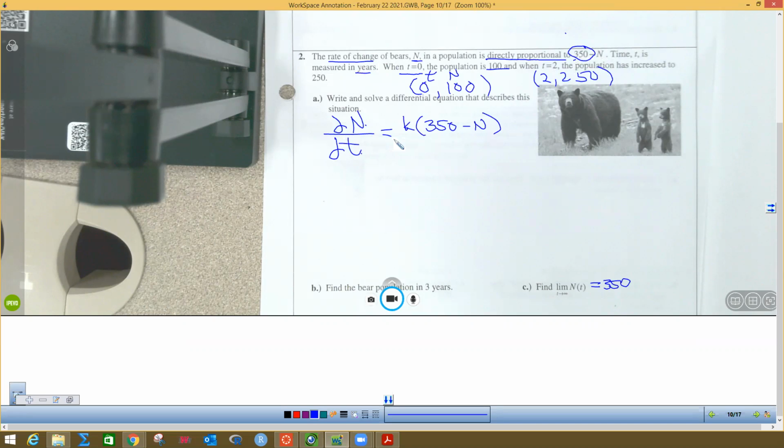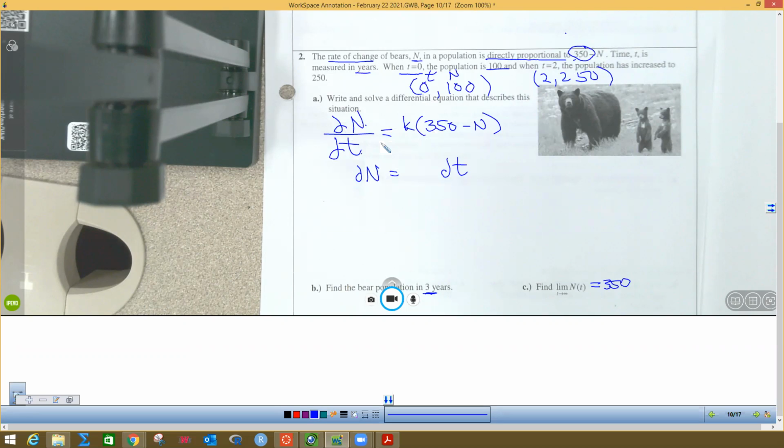So what do I need to do in order to solve this DiffyQ? Because I want to know what the bear population is in 3 years. That means I have to find a particular function. I'm going to integrate. So what do you do before you integrate? Get them on the same side. Separate your variables. You see dn is on the top on the left, so that means dn stays over here on the left. And I have to multiply my dt to the right. So all my n's are on the left, all my t's are on the right.